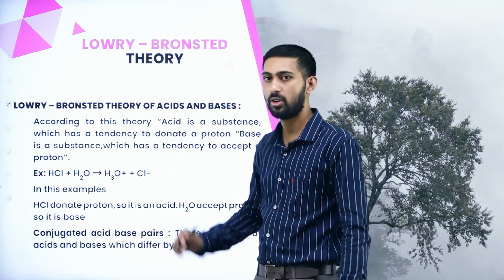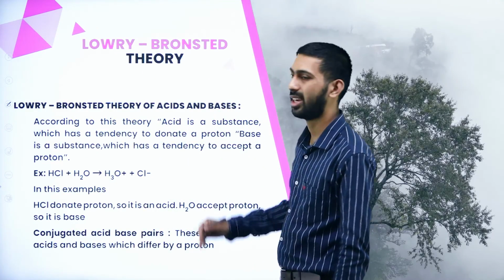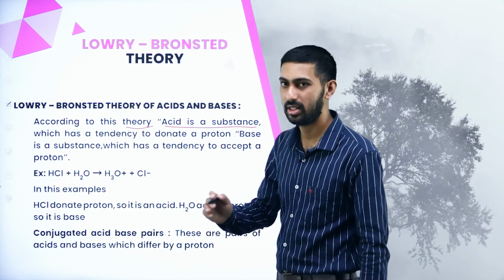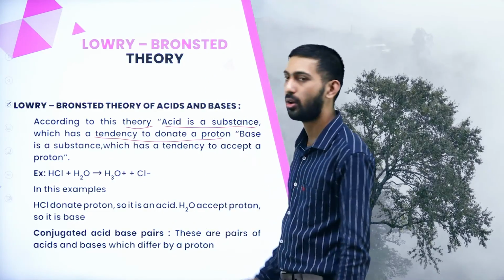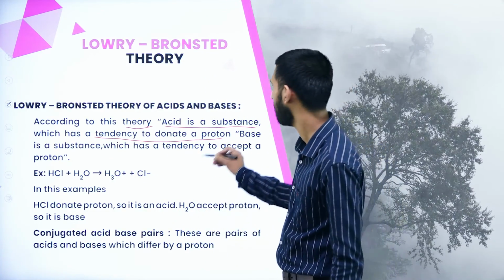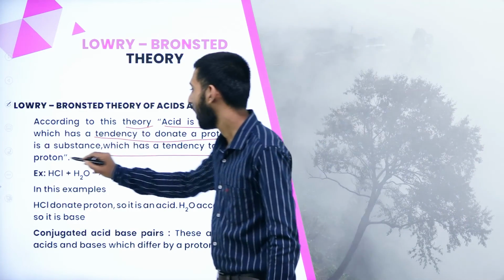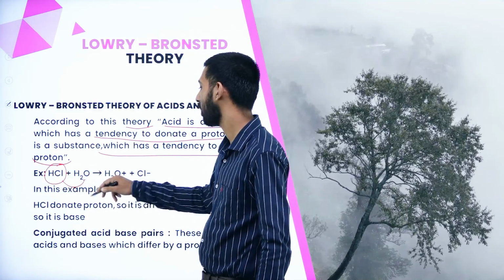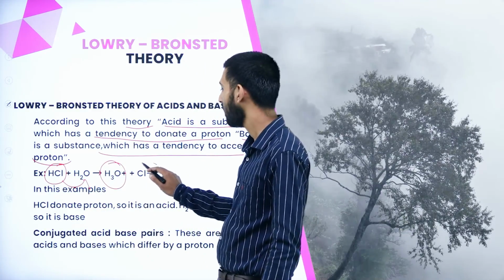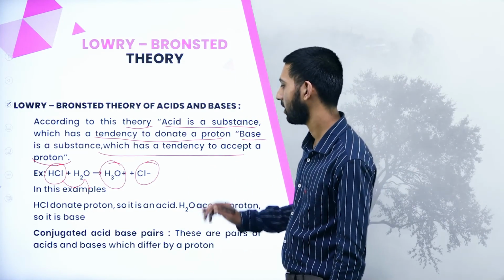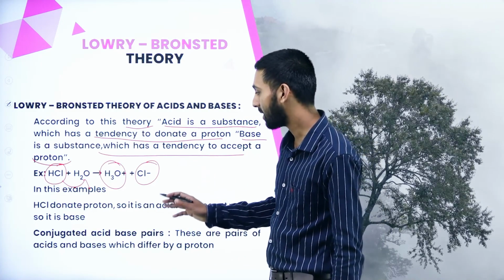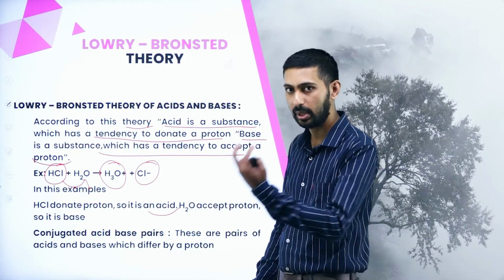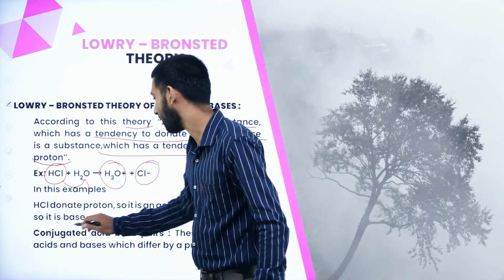Next thing is the Lowry-Bronsted theory of acids and bases. According to this theory, an acid is a substance which has a tendency to donate a proton. A base is a substance which has a tendency to accept a proton. Example is HCl reacting with a water molecule. It forms hydronium ion and Cl- ion. Here HCl donates a proton, so it is an acid. H2O accepts a proton, so it is known as base.